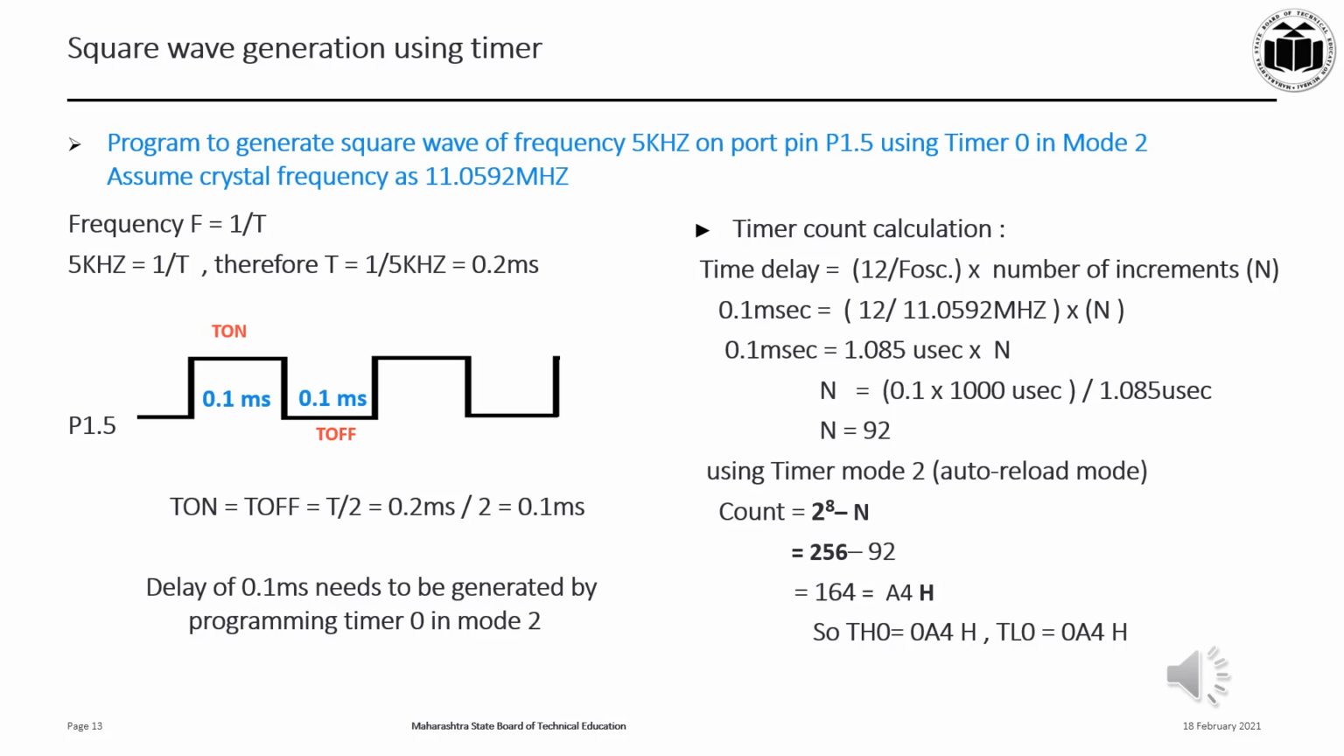Now the initial count to be loaded in the timer registers needs to be found. As we are using timer in mode 2, which is 8-bit auto reload mode, the final count is 2 raised to 8. So the initial count is given as 256 minus 92, which is equal to 164 in decimal form. It is equal to A4H in hexadecimal form. Thus, the value A4H should be loaded in TH and TL registers.